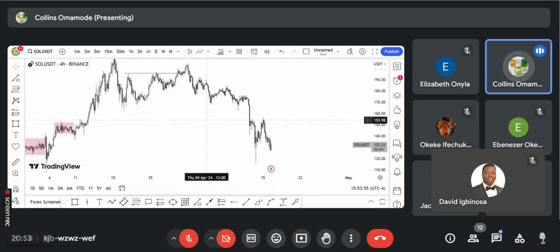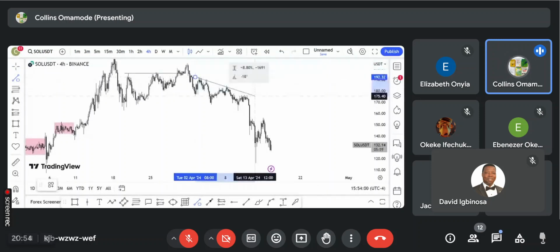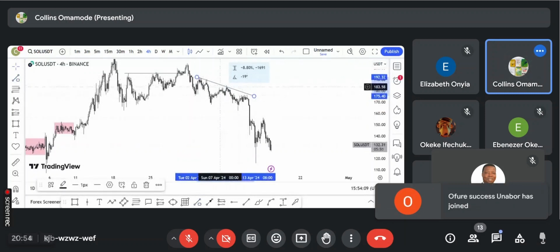Why, look at trend line liquidity here. All these are trend line liquidity. Are you seeing it? These are areas that price will later come to in the future to take out. This is trend line liquidity.